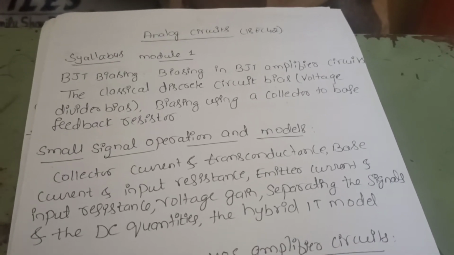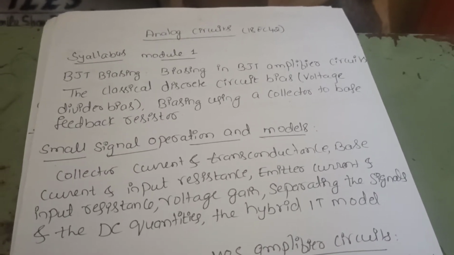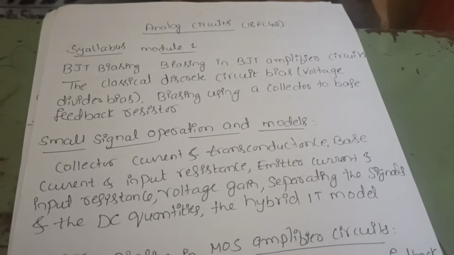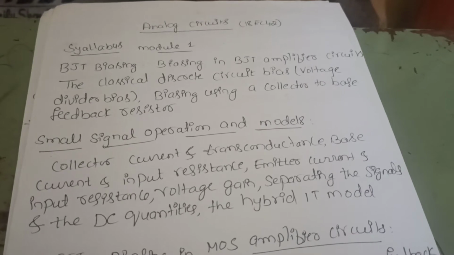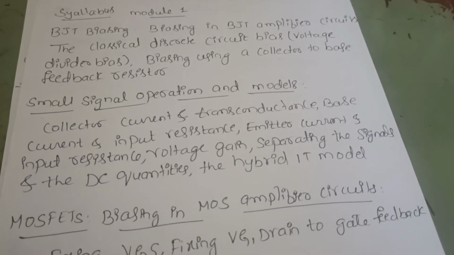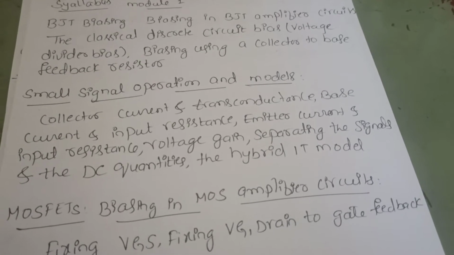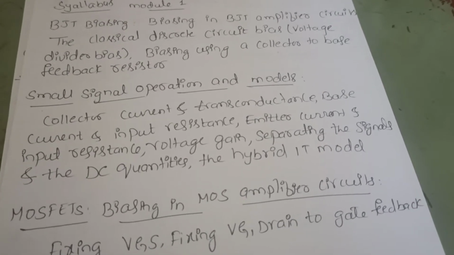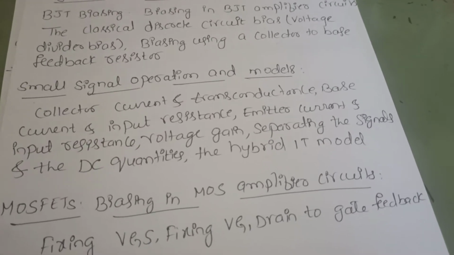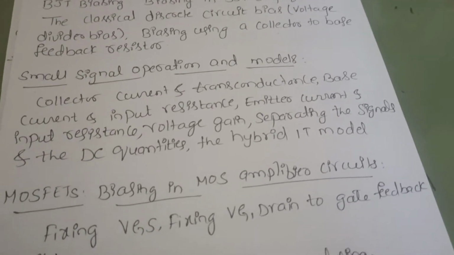Under BJT biasing in a BJT amplifier circuit: the classical discrete circuit bias, voltage divider bias, and using a collector to base feedback resistor. Under the subtopic small signal operation and model: collector current and transconductance, base current and input resistance, emitter current and input resistance, voltage gain, separating the signal and the DC quantities, and the hybrid pi model.